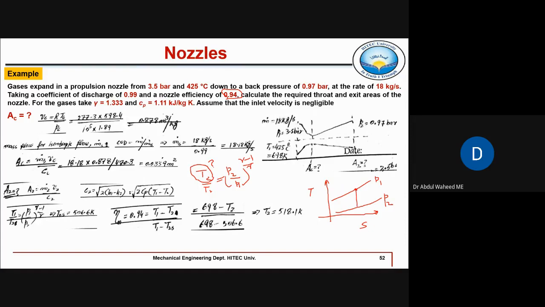So this is the ideal process, 1 to 2S. And this one is the actual process, T1 to T2. So here you can also see this T2 is greater than T2s. So that is shown here. T2 is greater than T2s.